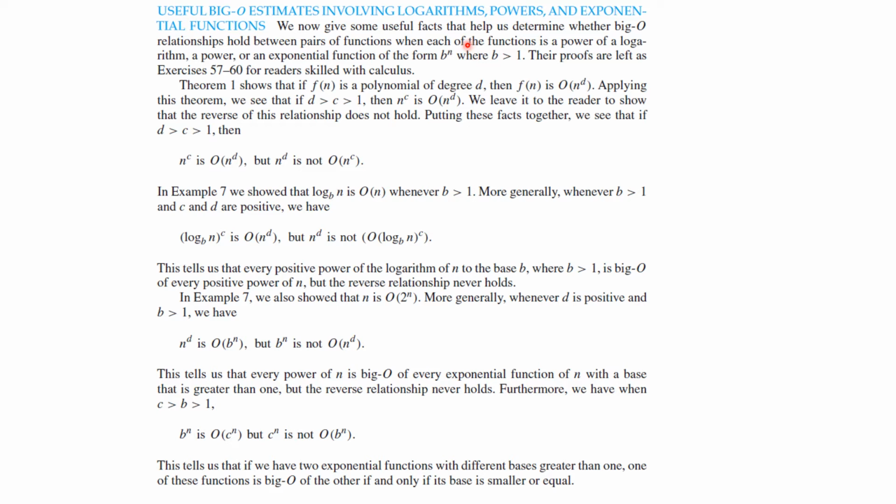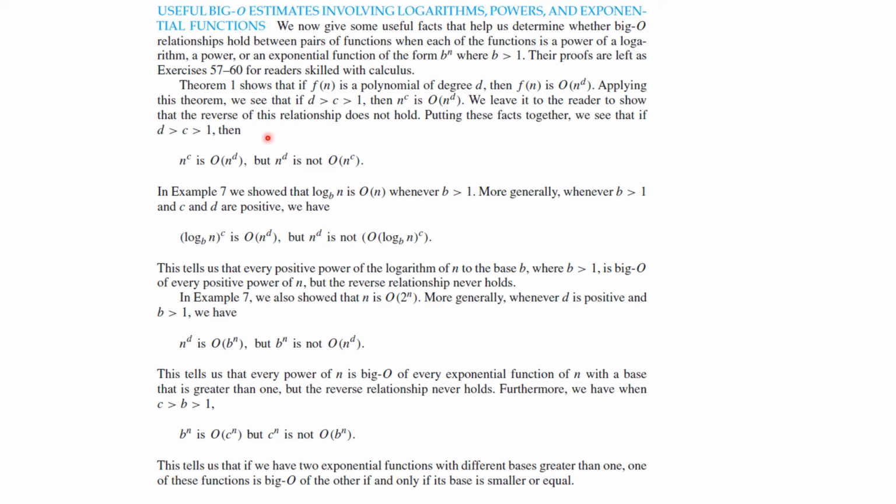Now we're going to cover some useful facts that help us determine whether big O relationships hold between any pair of functions when each of the functions is a power of a logarithm, a power, or an exponential function of the form b to the n, where b is greater than 1. And the proofs of these do involve calculus, but you don't have to be able to prove these to understand them.